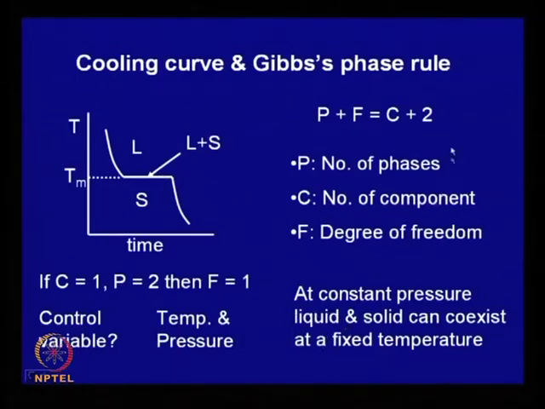So, at a constant pressure, liquid and solid can coexist at a fixed temperature. This is the outcome, the prediction of what the Gibbs phase rule states, and this is applicable even to multi-component systems.